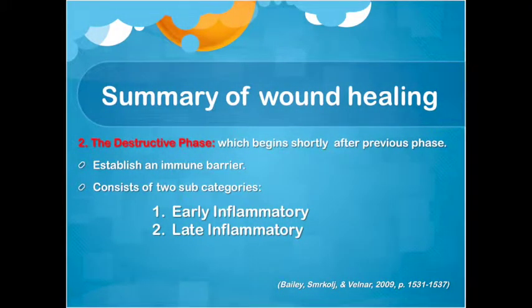Stage 2, the destructive phase, begins shortly after the initial phase and consists of 2 subcategories. The aim of this phase is to establish an immune barrier against invading microorganisms. The complement cascade is activated, which initiates molecular events. This leads to neutrophils invading the wound to prevent infection.